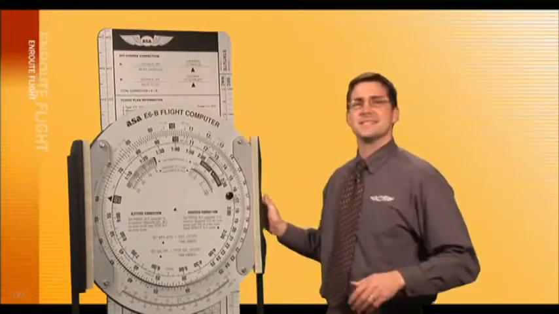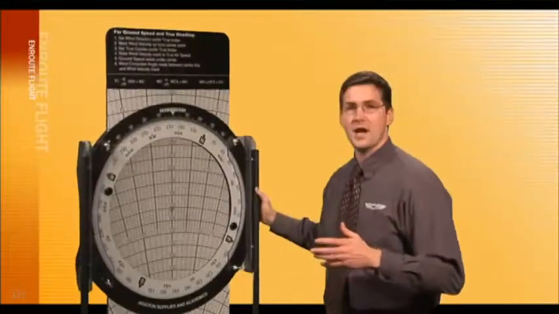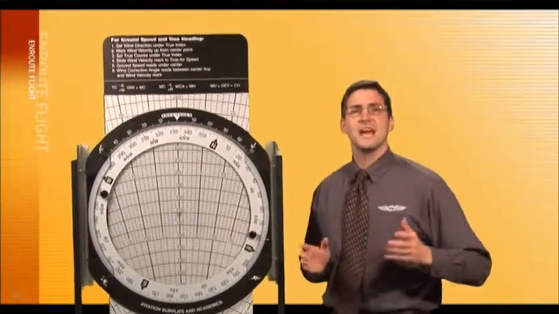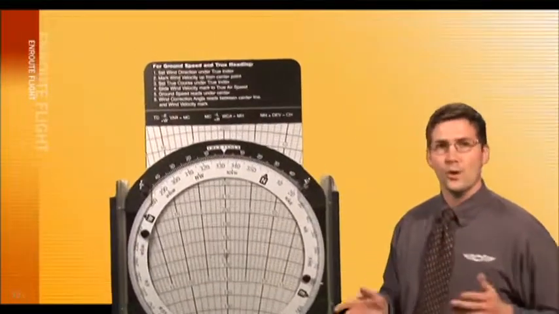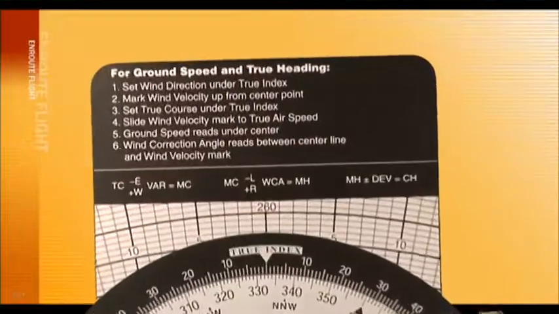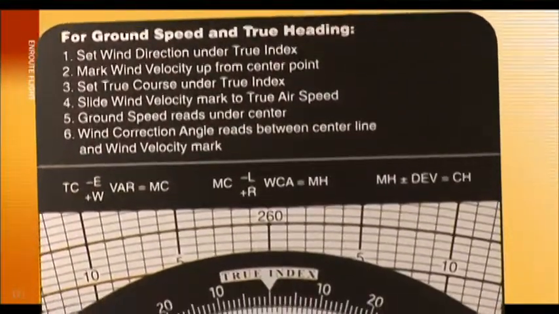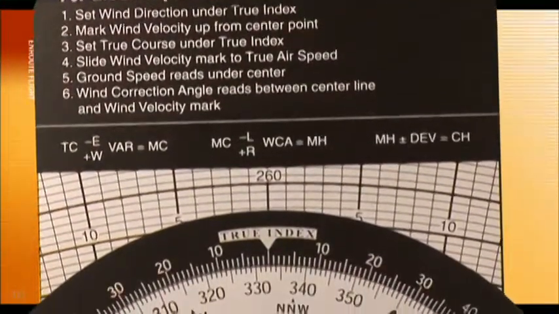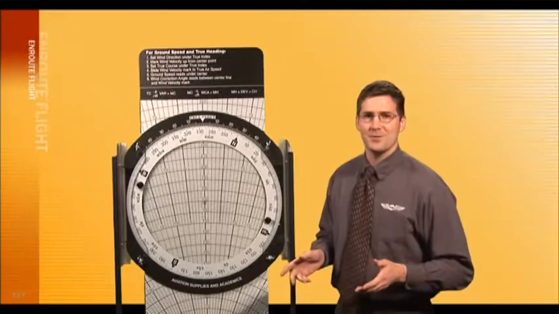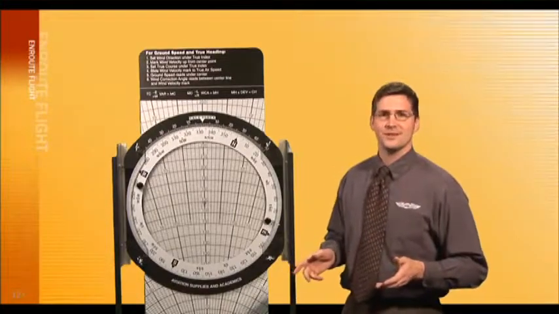Now, the opposite side of the flight computer is used to figure wind drift and ground speed on your flight from point A to point B. Like the other side of the E6B flight computer, we're in luck because in this case, the directions are right at the top of the E6B. Now, we're going to work out an example problem with this side of the computer.